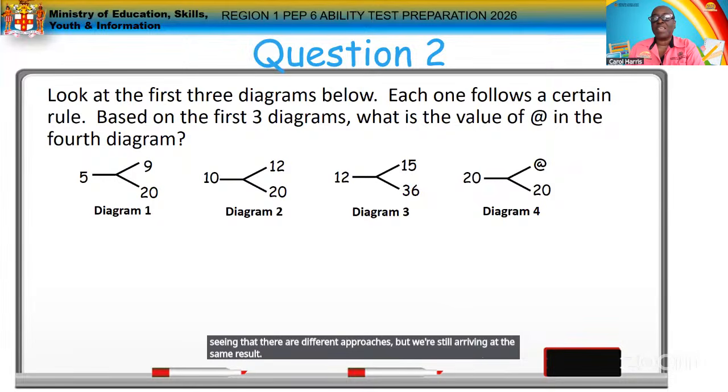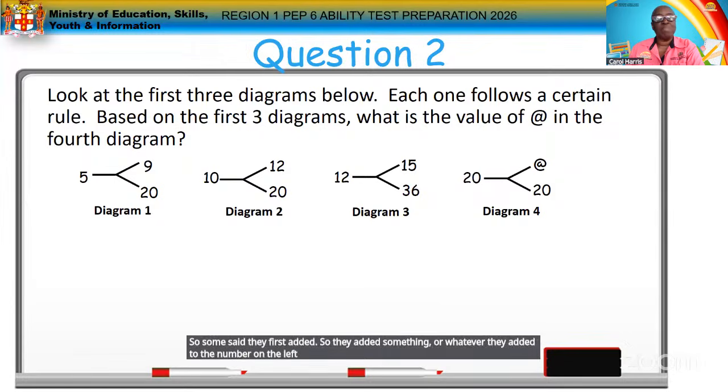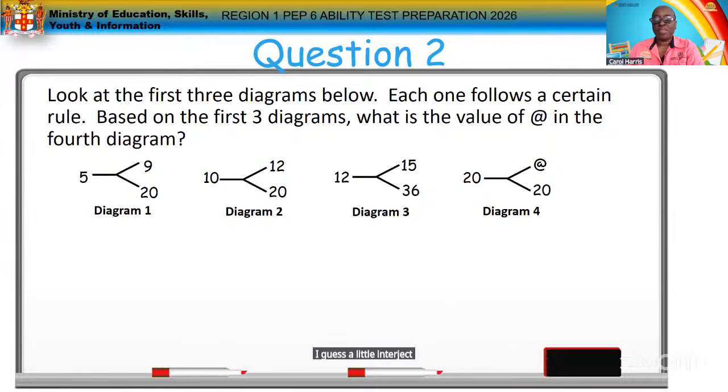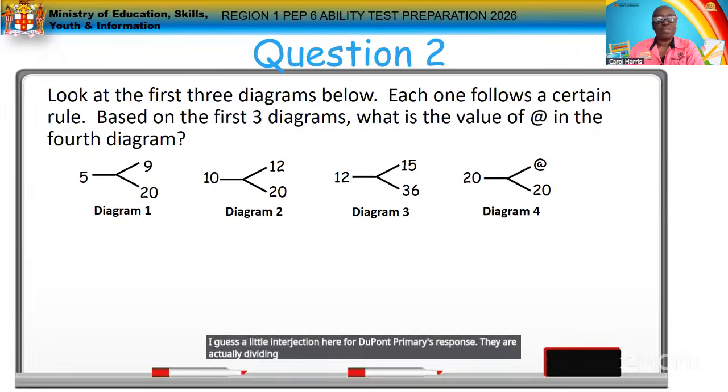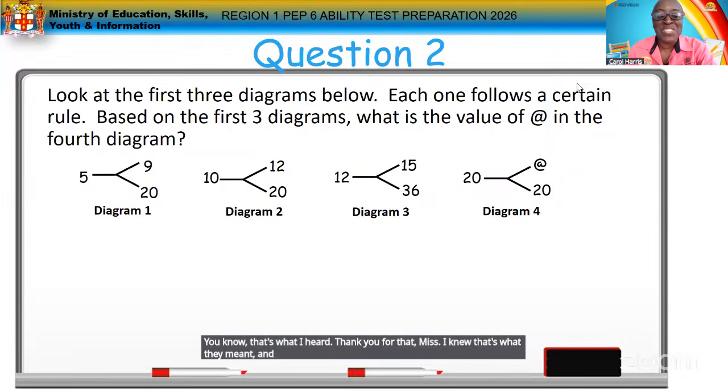So some said they first added, and whatever they added to the number on the left, they then multiplied by that same number to get the number at the bottom right. Okay, so a little interjection here for DuPont Primary's response. They're actually dividing the 20 by the 5. Thank you for that, Miss. I knew that's what they meant, and in my head, that's what I heard. So thank you for that interjection, Miss. I didn't pick it up.